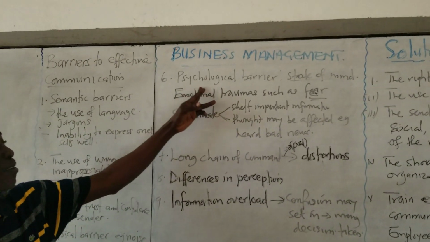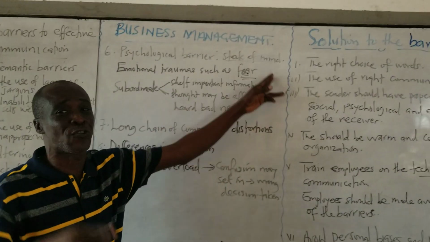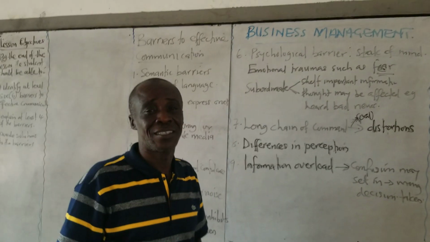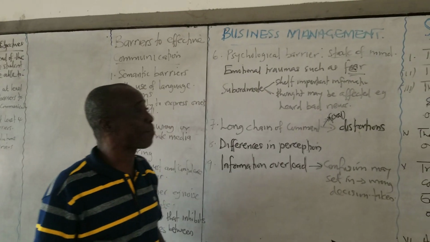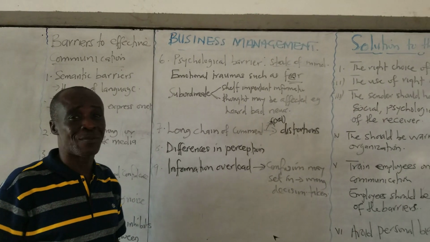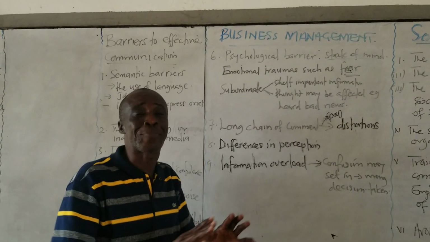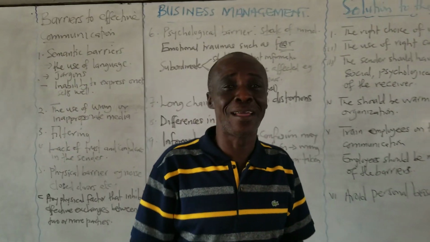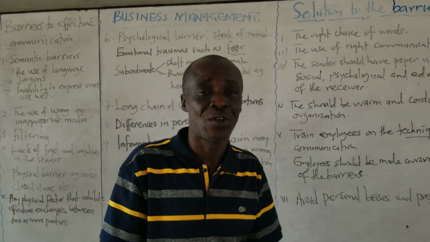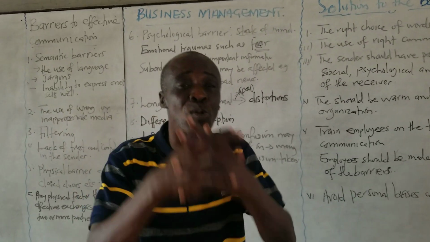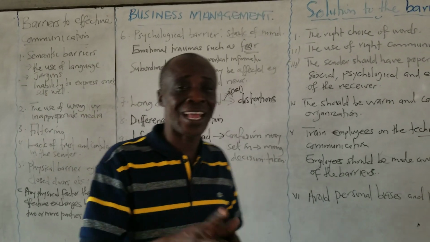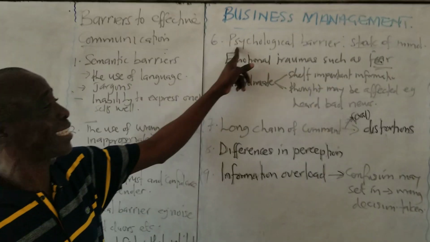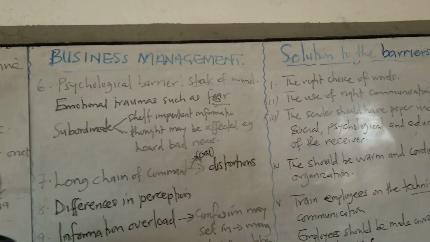So when you talk about psychological barriers, we are looking at the state of your mind at a certain point in time. The state of your mind. If you are receiving a message from somebody, and at that time you have heard bad news, the death of your beloved one, the death of any person that is close to you, now that can be a barrier. So if you look at this point, I said psychological barriers, and that talks about the state of your mind.